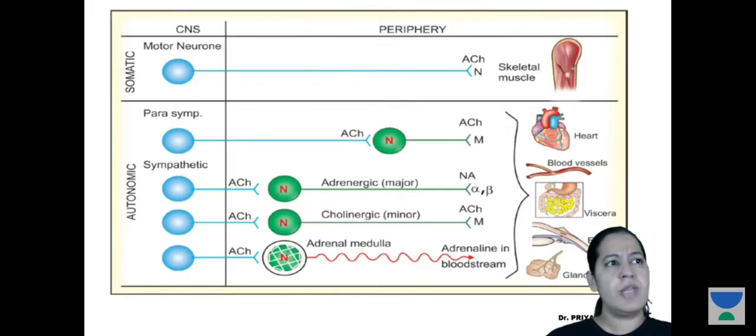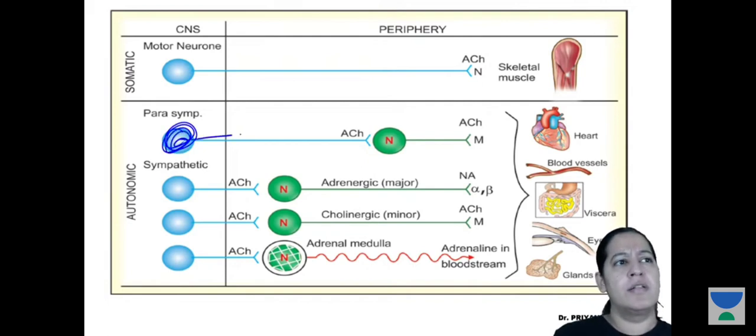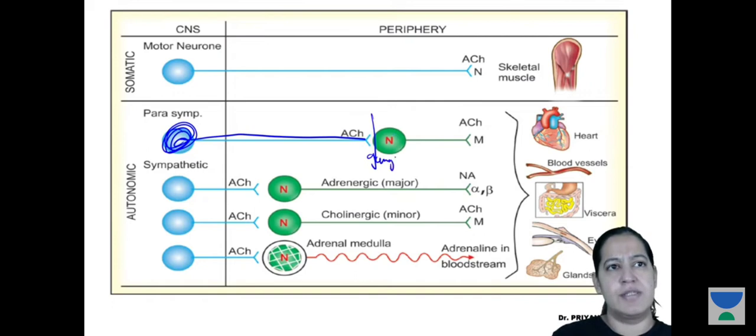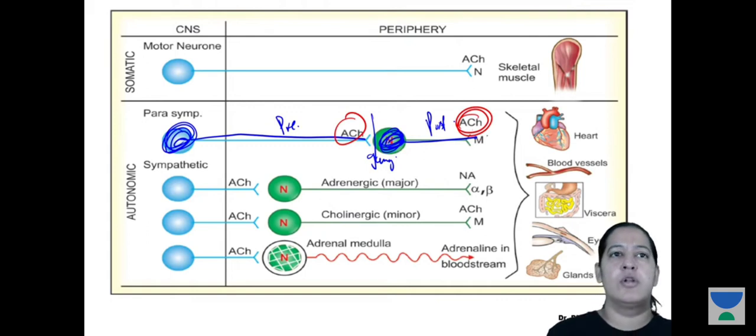So the same thing is shown here also. You can see this is the first neuron. This is the preganglionic nerve fiber. This is the ganglion, the junction of the two neurons. And this is the second neuron, the postganglionic nerve fiber. You can see acetylcholine is secreted at both places, preganglionic also, postganglionic also. The acetylcholine present at the postganglion is going and binding with the muscarinic and nicotinic receptors.